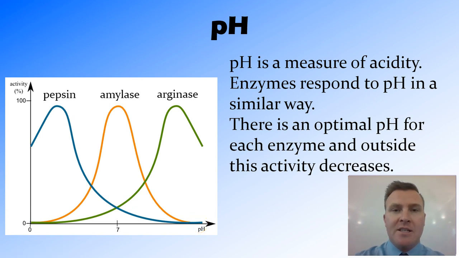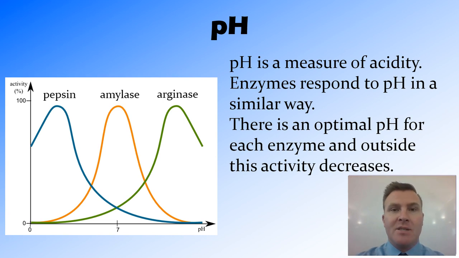So enzymes, again, being proteins, respond to pH in a similar way that they respond to temperature. If it's too acidic for them, it's going to denature them, and if it's too alkaline or too basic for them, it's going to denature them as well. So therefore, each enzyme has an optimal pH where it works really well, and outside that optimal pH, it's going to decrease the enzyme activity.